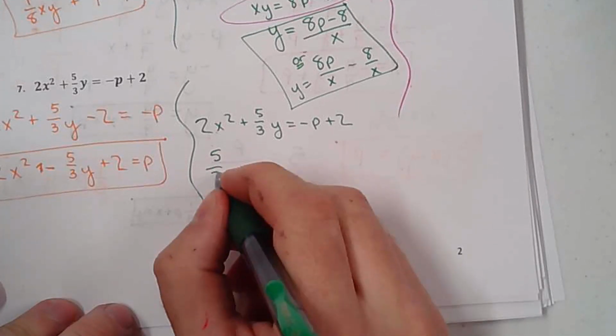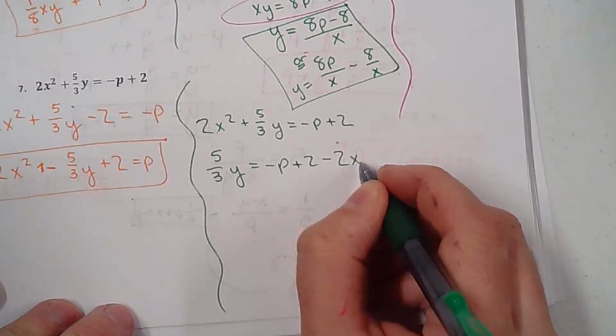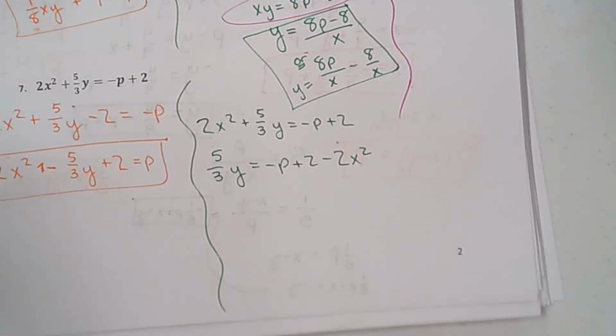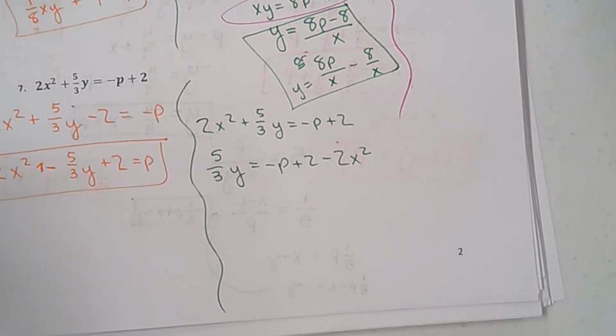So we have 5/3 y equals negative p plus 2 minus the 2x squared. Did we have to get rid of that square? No, that wasn't bothering the y. Just leave it, right? No roots necessary.